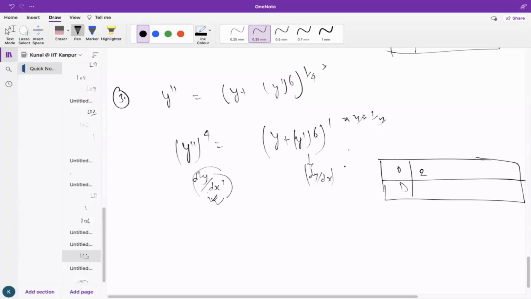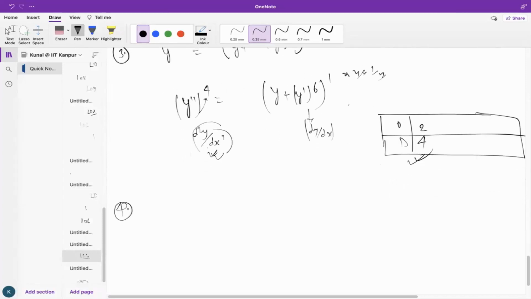Now the degree will be nothing but the highest power on the highest order derivative. So yahan pe highest order derivative kaun sa hai? Ye aur ispe power kitni likhi hui hai? 4. So its value will be 4. I hope these things were clear to you. Now let's check another example.